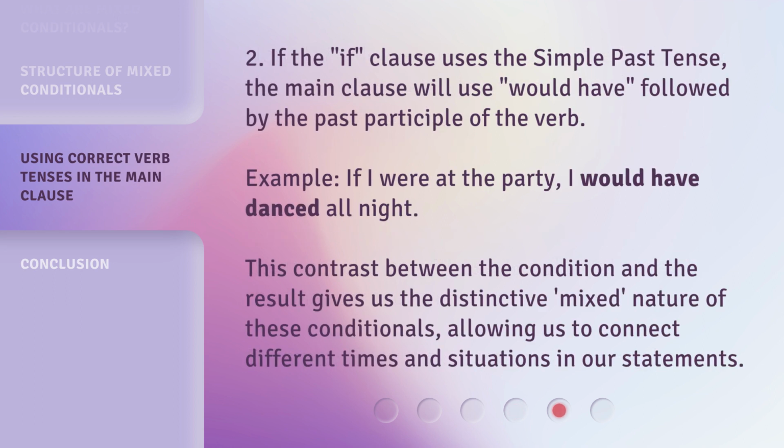2. If the if clause uses the simple past tense, the main clause will use would have, followed by the past participle of the verb. Example: if I were at the party, I would have danced all night.